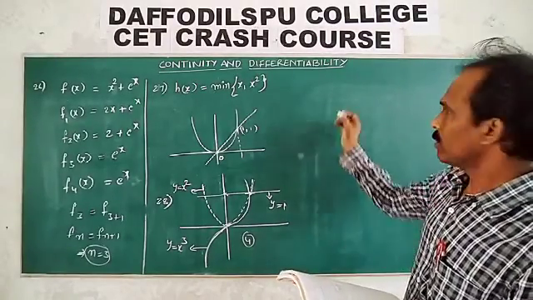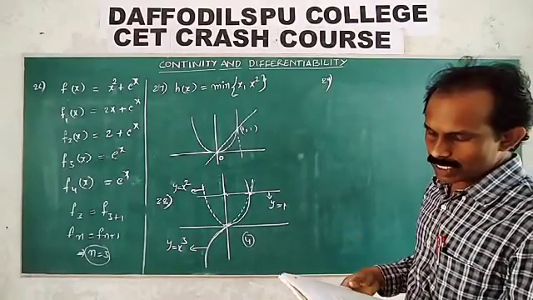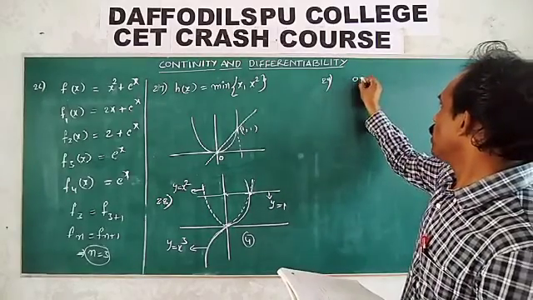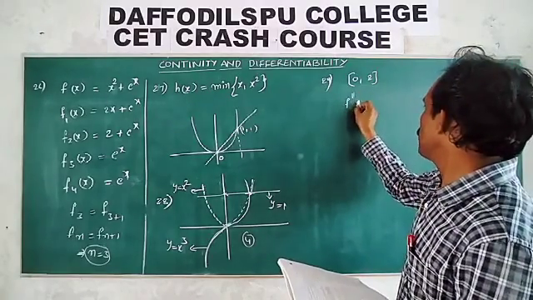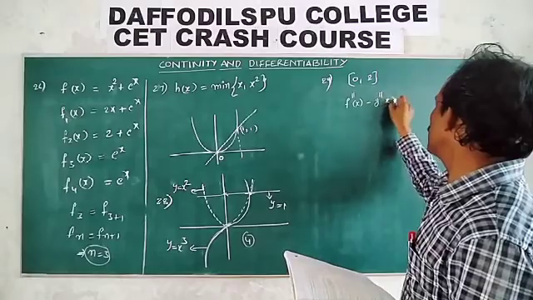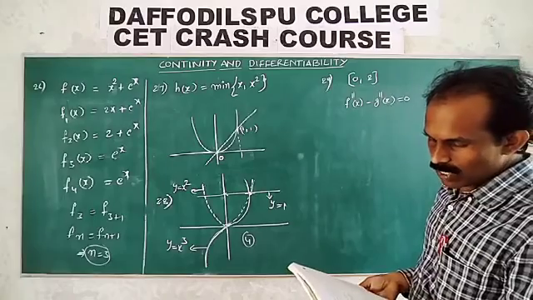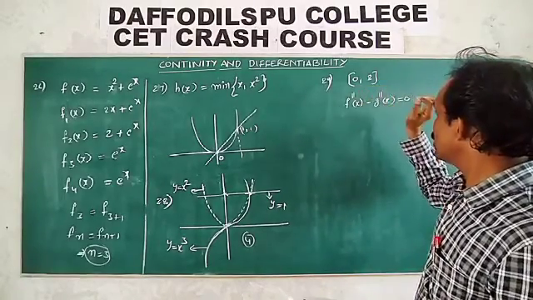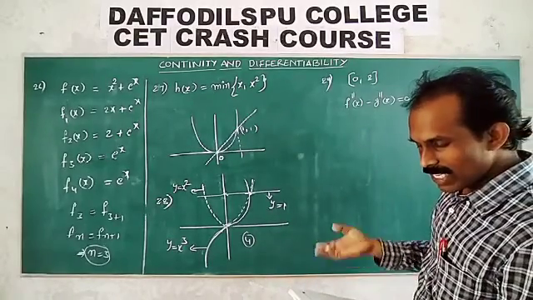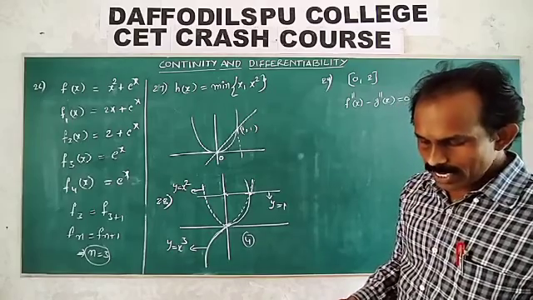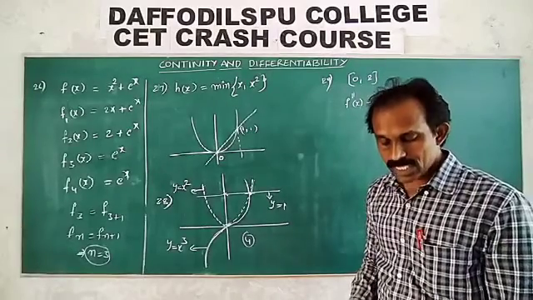Next, 29. f of x and g of x are differentiable functions on the closed interval 0, 2, such that f double dash x minus g double dash x is equal to 0. Then some values are given, like f dash 1. So in the problem, values of f dash 1 and f are given. Finally they ask for f of x minus g of x at x is equal to 3 by 2.